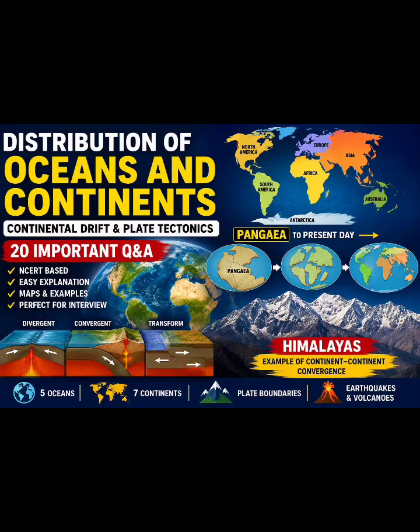Next question, why are the Himalayan mountains considered a classic example of continent-continent convergence? So, Himalayas were formed when the Indian plate collided with the Eurasian plate. Since both are continental plates, neither plate was subducted. Instead, the crust folded and uplifted, creating the Himalayan mountain system. It is one of the best examples of continent-continent convergence.